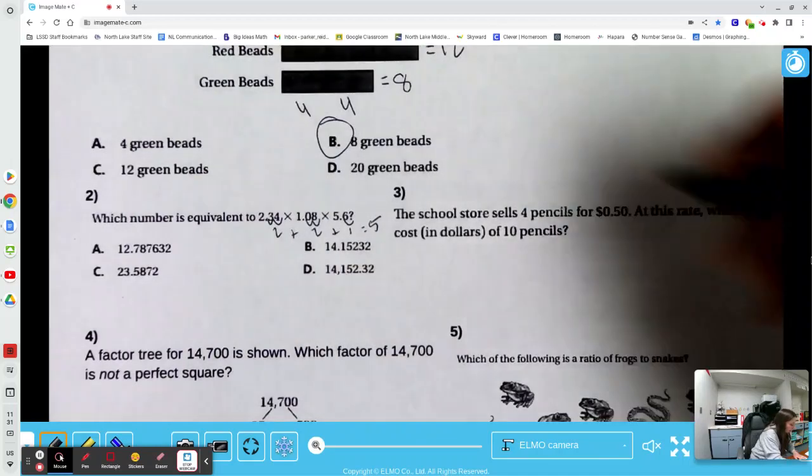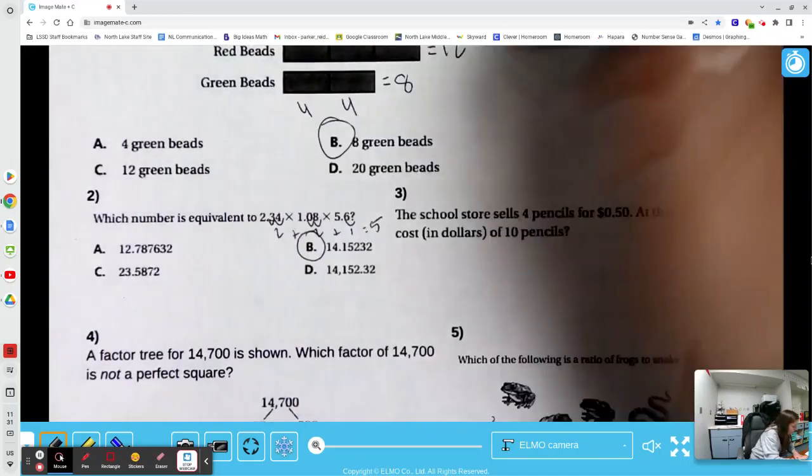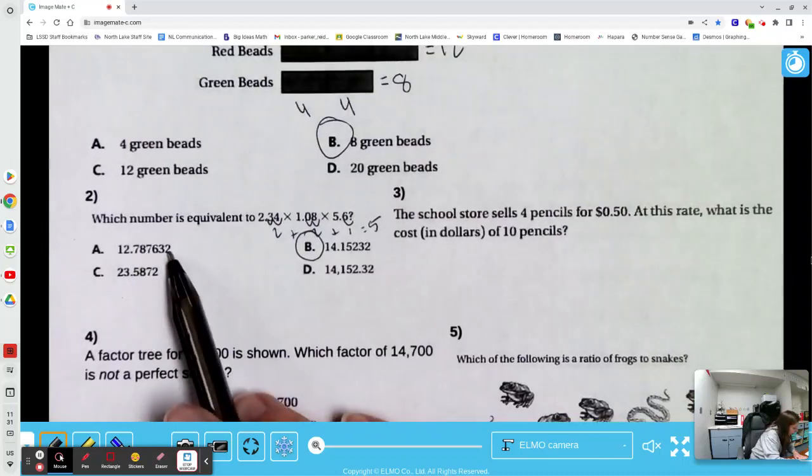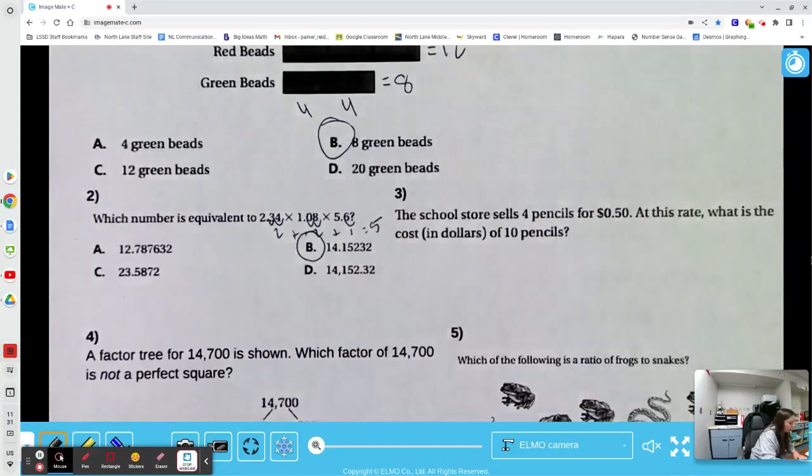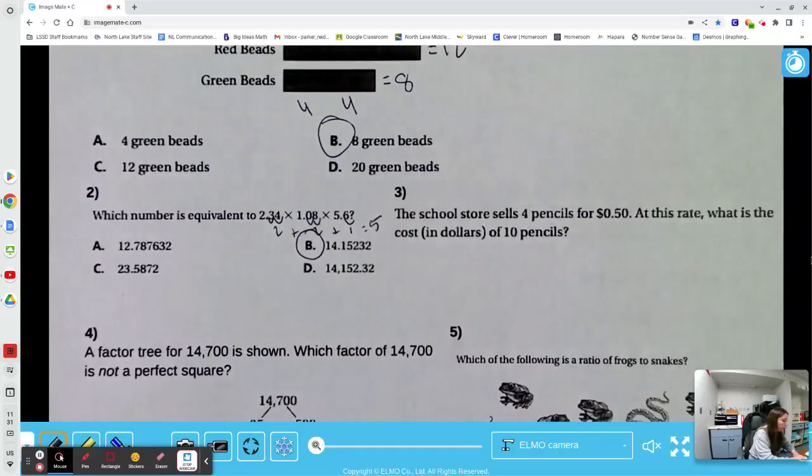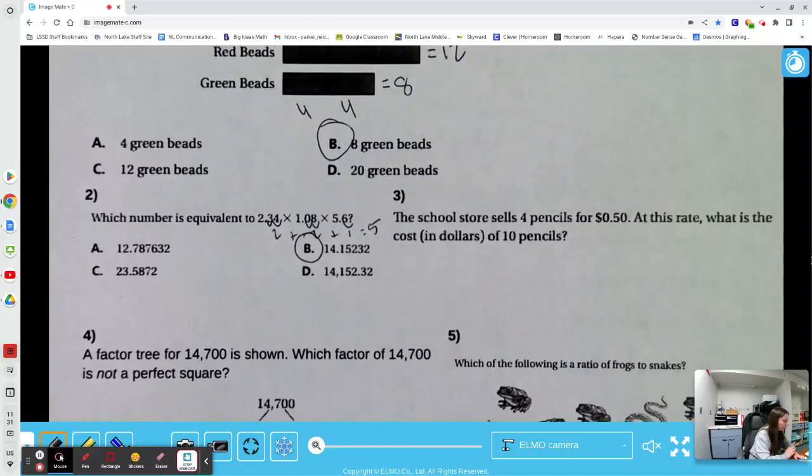The only answer that has 5 decimal places is option B. This one has 6, this has 4, and that only has 2. So automatically it must be option B. We didn't even need to multiply them to figure it out.